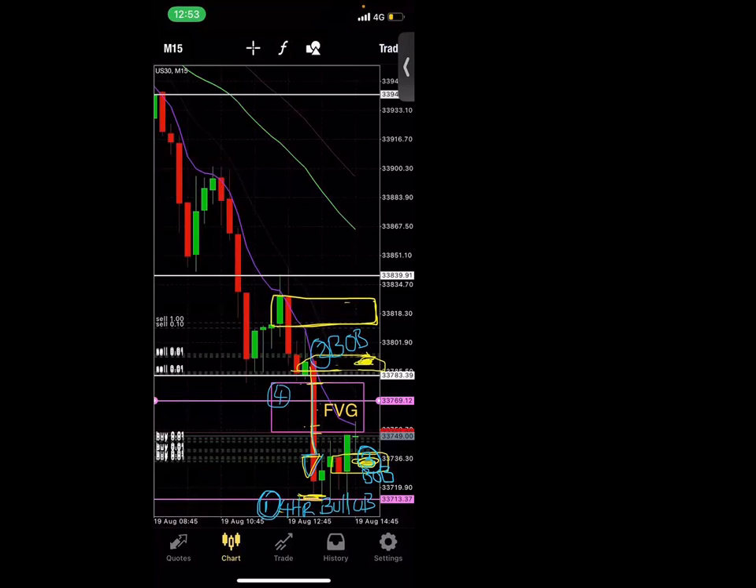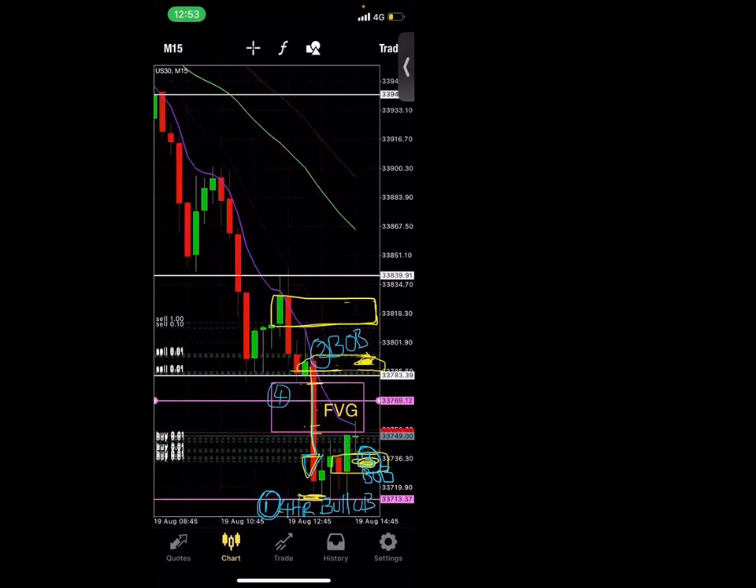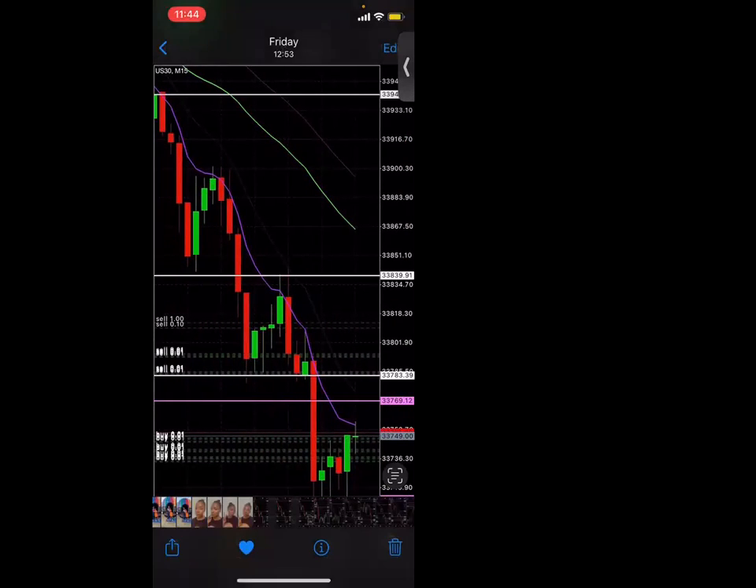So I'm just going to mark this up again and show you guys how I got to this 1, 2, 3, 4 confluence. That price was going to hedge back up to this 15-minute candle and then continue to push back down. So let me go to this 15-minute screenshot that I did.